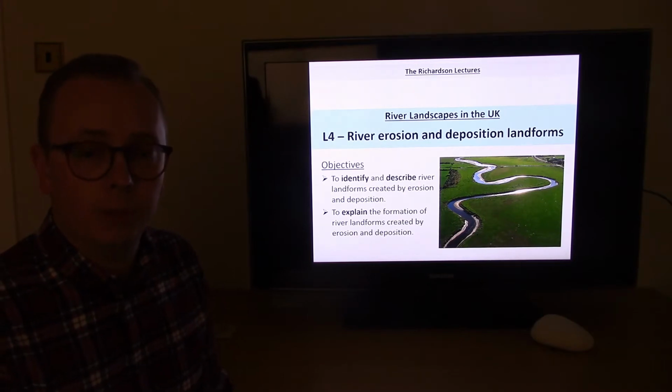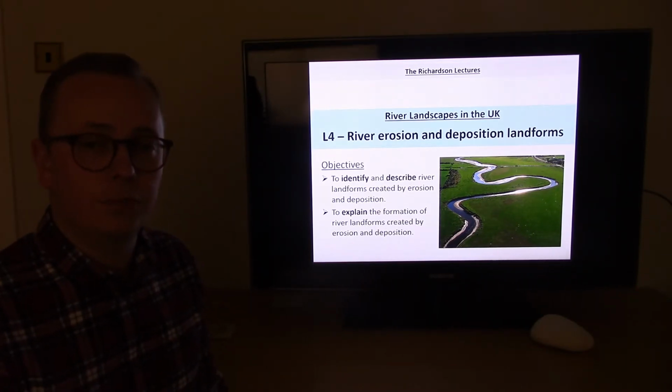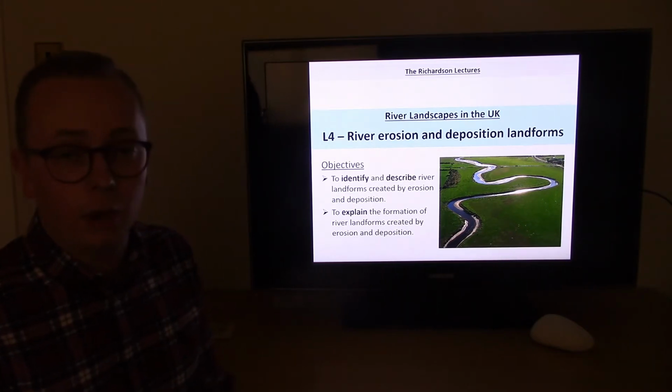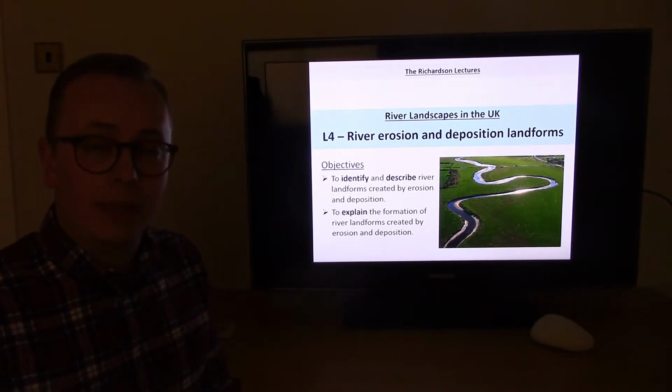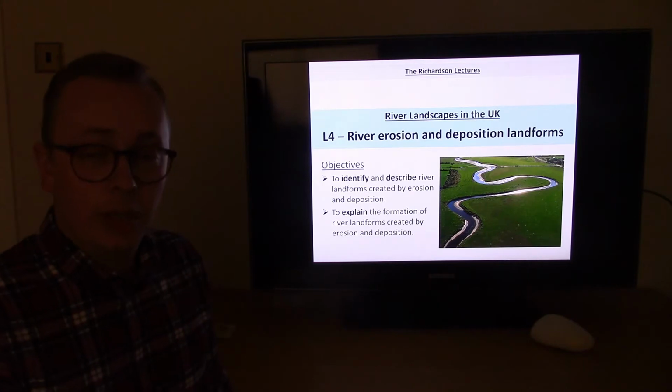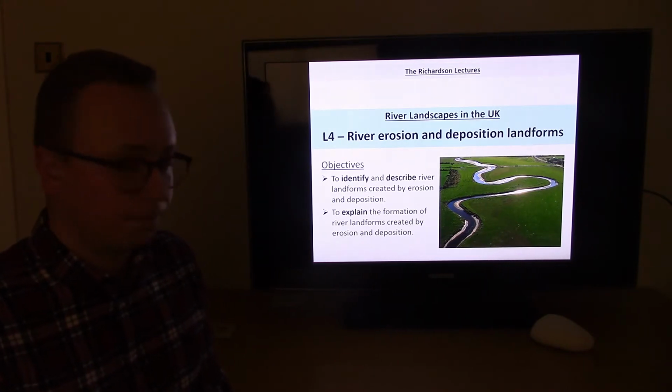In this video we're going to be looking at river features that are created by both erosion and deposition. That's meanders and oxbow lakes. So you need to be able to identify and describe these features and also to explain how they form.